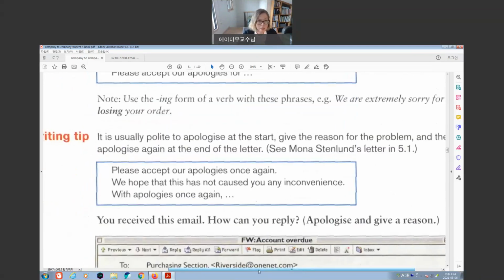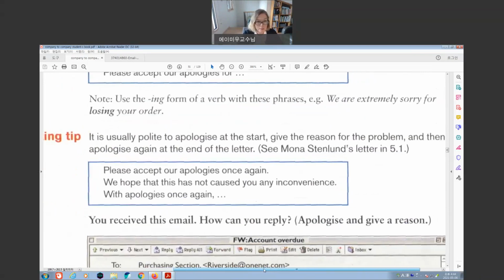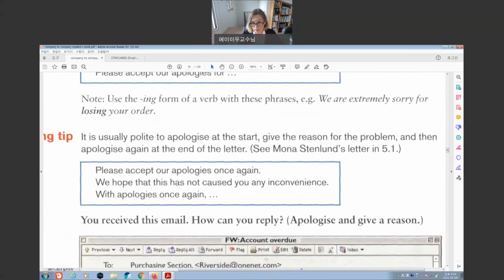Then we have a writing tip. It is usually polite to apologize at the start, give the reason for the problem, and then apologize again at the end of the letter. So she had apologized twice. So please accept our apologies once again. We hope that this has not caused you any inconvenience. Or with apologies once again, and then you can just sign your name. This one is a closing.